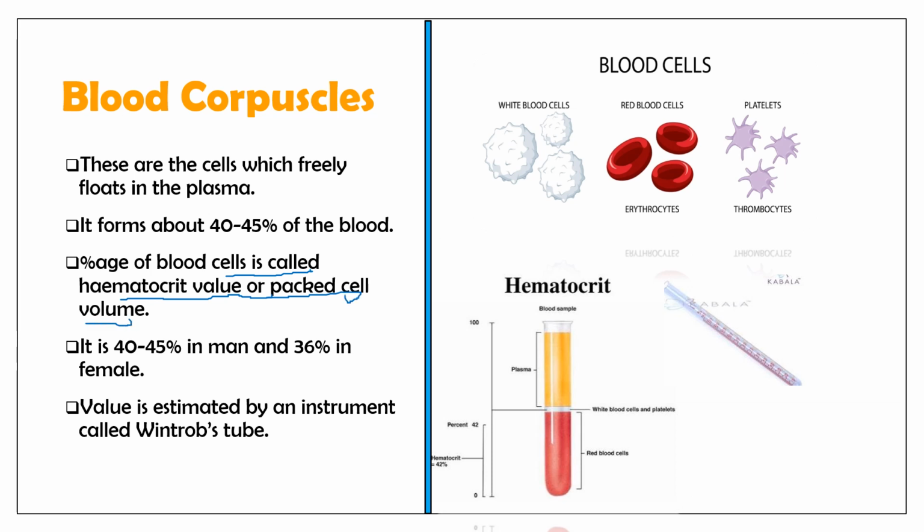In a human male, the hematocrit value is 40 to 45%, and the hematocrit value in a female is around 36%. This packed cell volume is measured with the help of an instrument, the Wintrobe tube. Here in this picture you can see the Wintrobe tube, by which we can determine the hematocrit value.